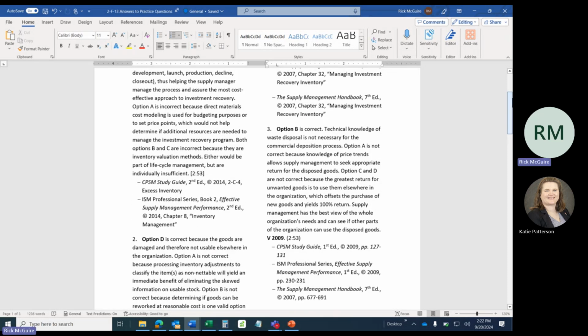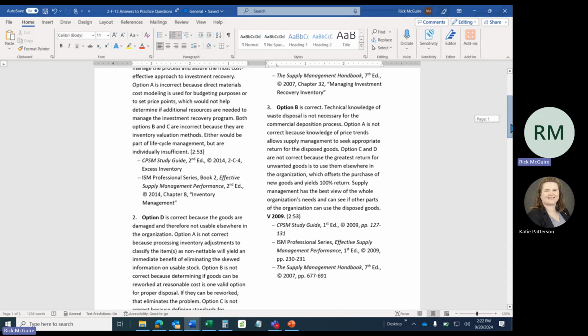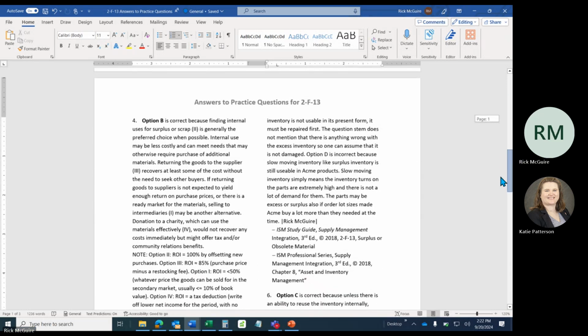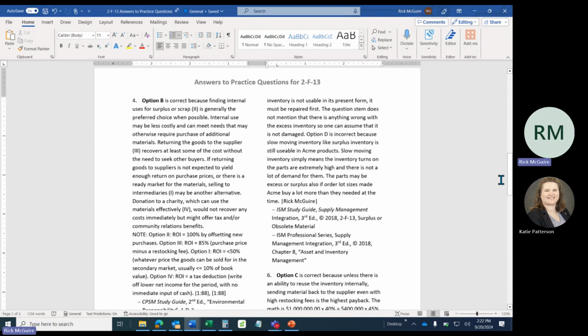3 is Bravo. Technical knowledge of waste disposal is not necessary for commercial disposition process. You were looking for an except there too. 4 is also Bravo. Finding internal uses for surplus or scrap is generally the preferred choice when possible. Internal use may be less costly and can meet needs that may otherwise require purchase of additional materials.